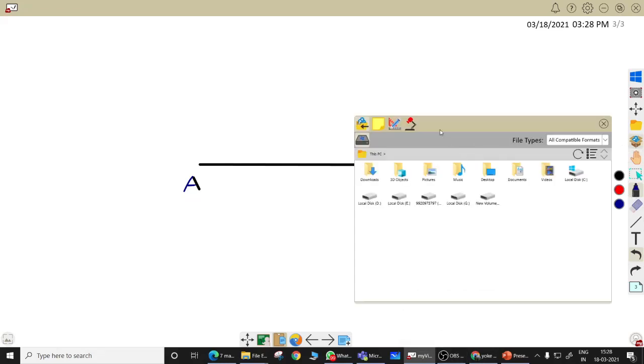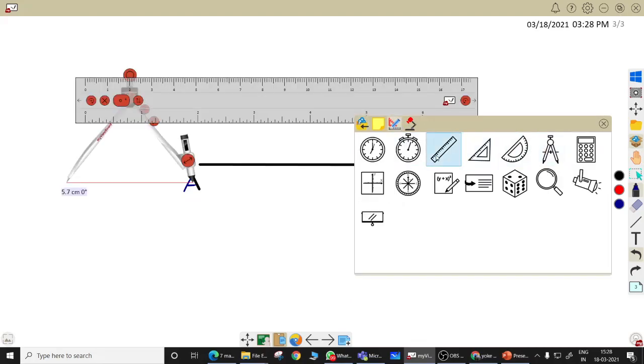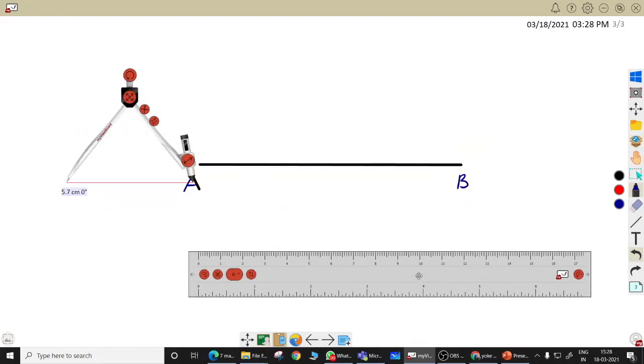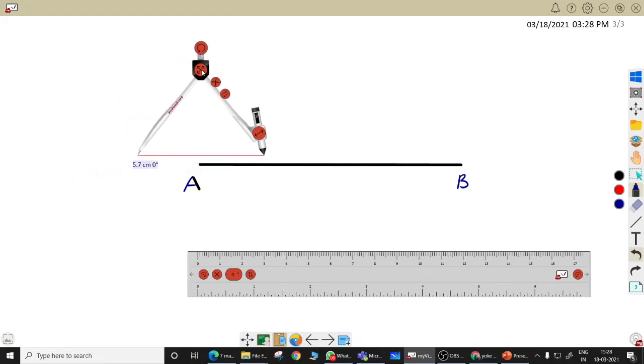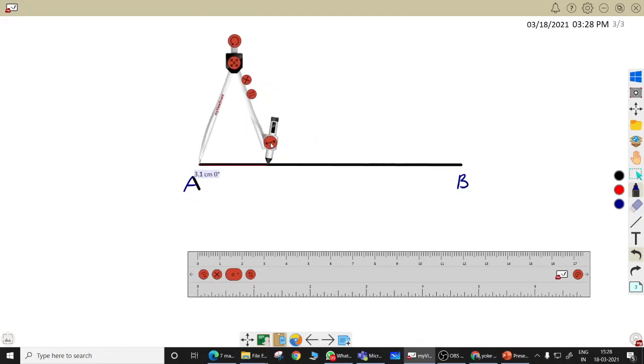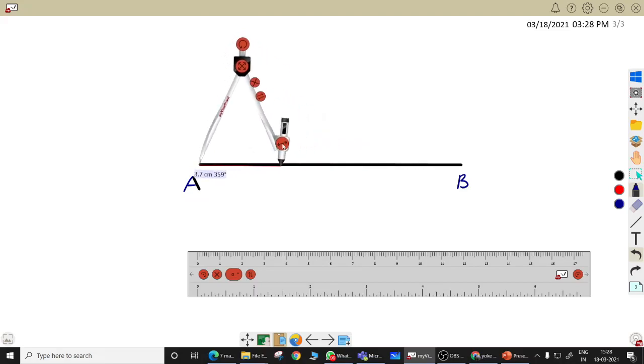So here is a compass for you, and a scale; this much is enough for me. Now the steps are: first you have to bring the compass, keep it at one end point or start point, A or B, and simply expand the compass in such a way that it is more than half of the length of the given line segment. It cannot be less than half.